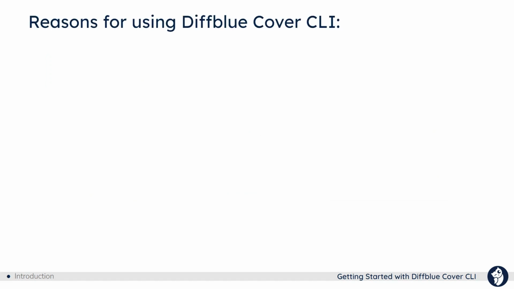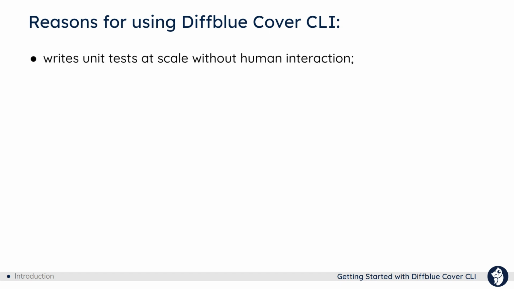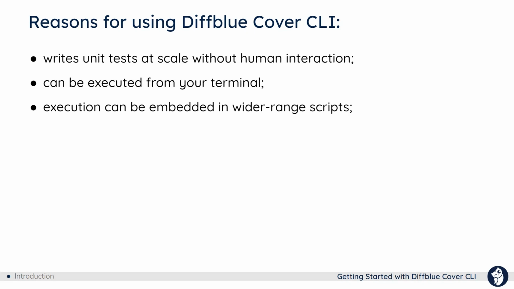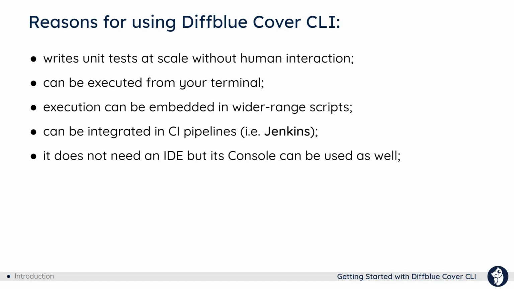Here are the most important reasons for using Diffblue Cover CLI. It writes unit tests at scale without anyone needing to control the process. It can be executed from any terminal installed on your operating system, and you may find this much easier and more efficient than clicking in an IDE. Calling Diffblue Cover can be part of a script and thus be integrated in a wider scheme. For example, it can be integrated in a CI pipeline using Jenkins and GitHub. It does not need an IDE, but your IDE console can be used as well.